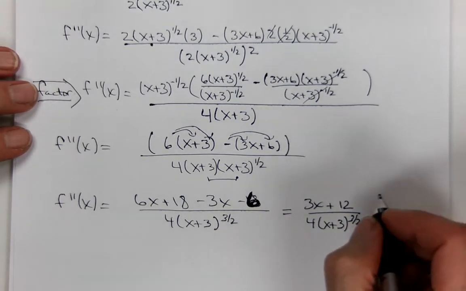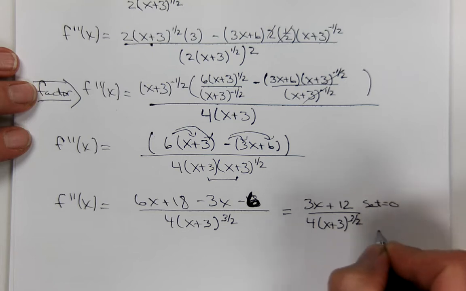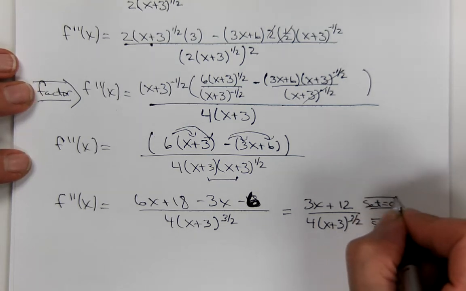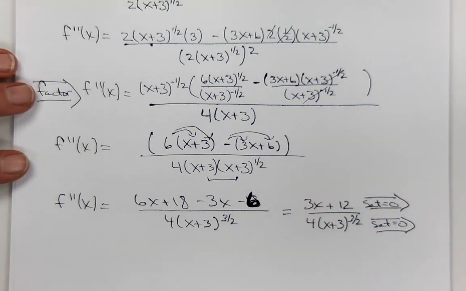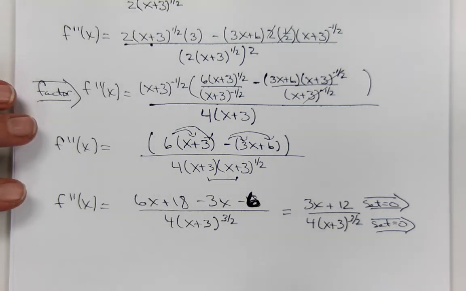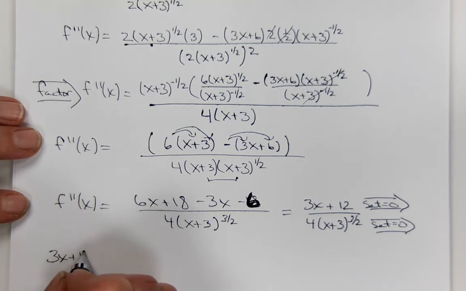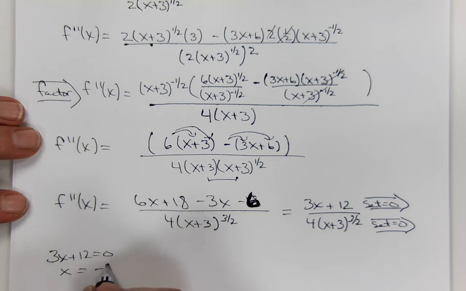And we're going to set equal to 0. To find out where the second derivative is 0, you set the numerator equal to 0 of a fraction. That's where a fraction is 0. To find out where the second derivative does not exist, you set the denominator of the fraction equal to 0, because that's where a fraction does not exist, when the denominator zeroes out. So the numerator, 3x plus 12 equals 0. Subtract 12 and divide by 3, and we get x equals negative 4.